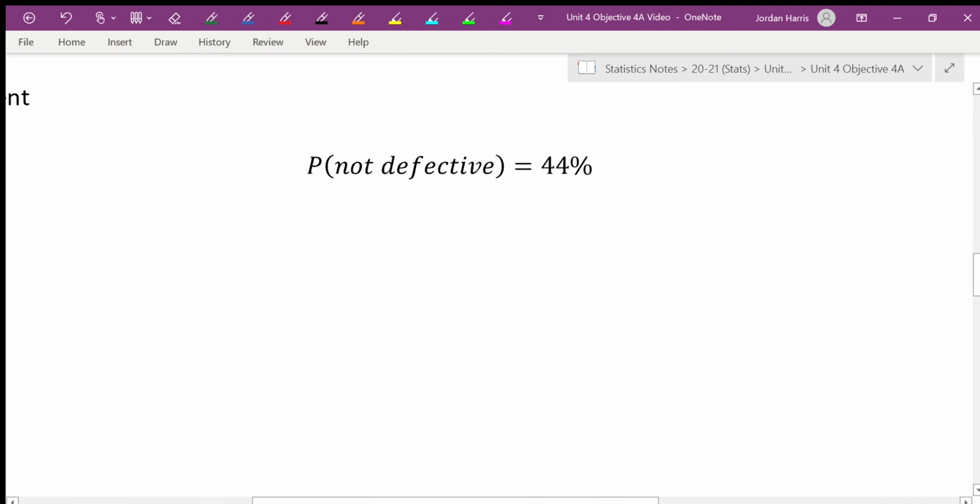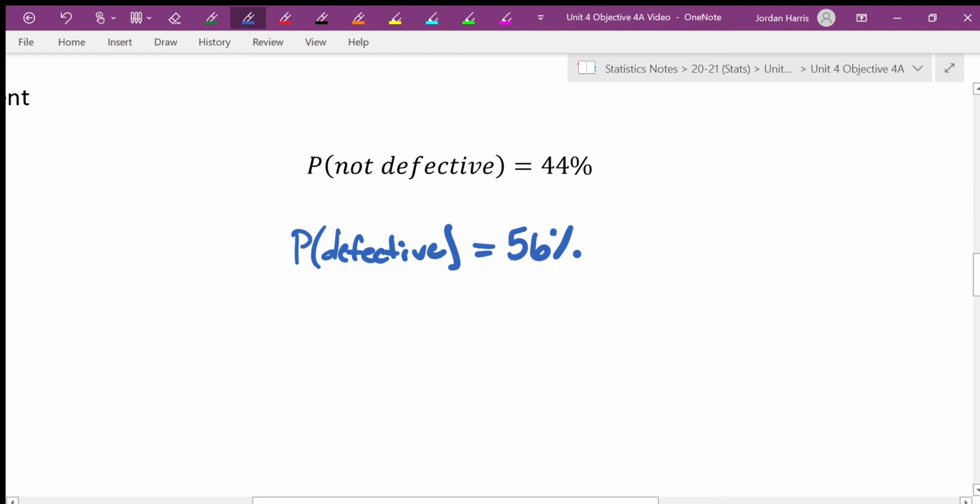All right, so we don't really know what we're talking about in this question, but if I had the probability of not defective equaling 40%, I know the complement. It's the opposite, which is being defective. And I also can figure out the percentage because I know the complement always adds up to 100%, so it must be 56%. 56 plus 44 makes 100%.